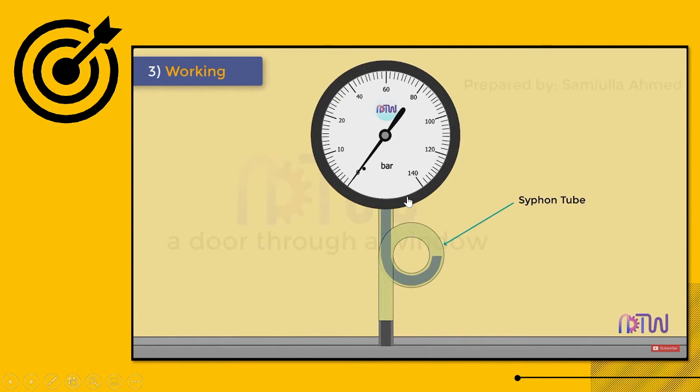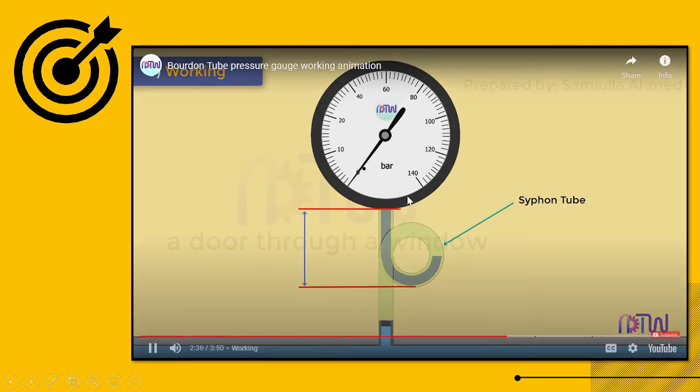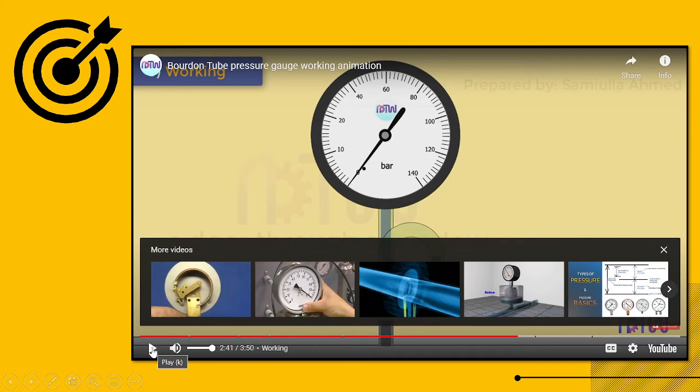When first installed, the siphon should be filled with water or some other suitable separating medium. This medium continuously remains in contact with the Bourdon tube. So that's the mechanism of the Bourdon tube pressure gauge.